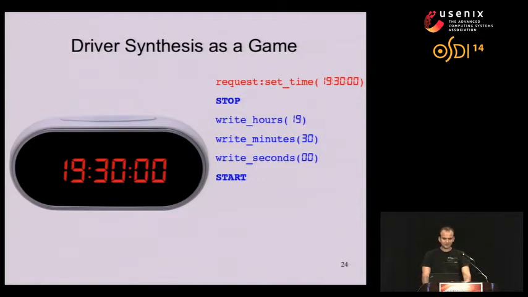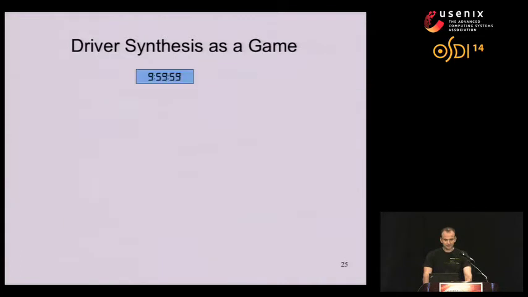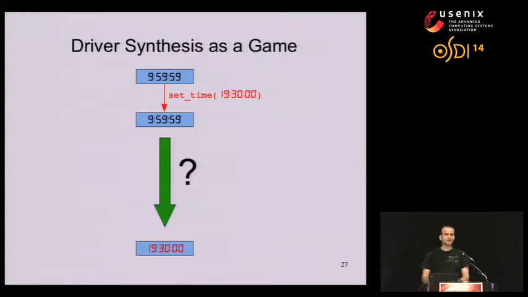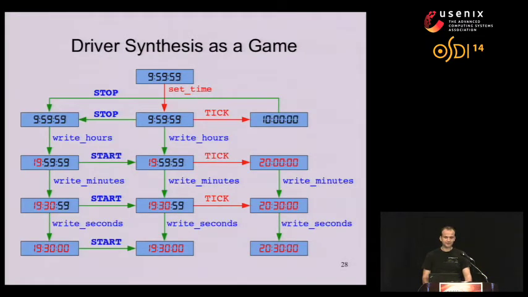Now let's look at the same driver from the game perspective. So we start in the initial state with some kind of time value set inside the device. We get this request from the operating system. And now the goal of the driver is to force the device into the state where this new time value will be set. And the question is, is there a strategy that does so? Of course, there are many other states and transitions in the system.